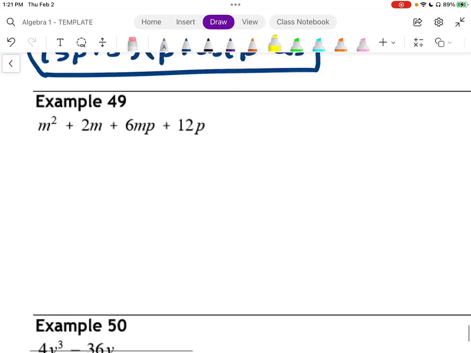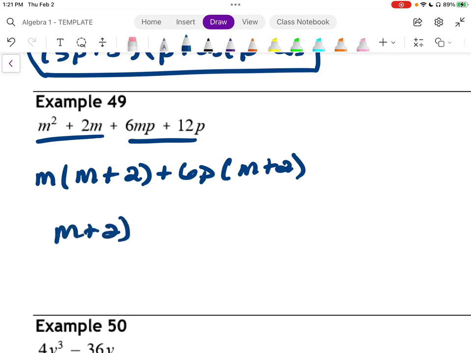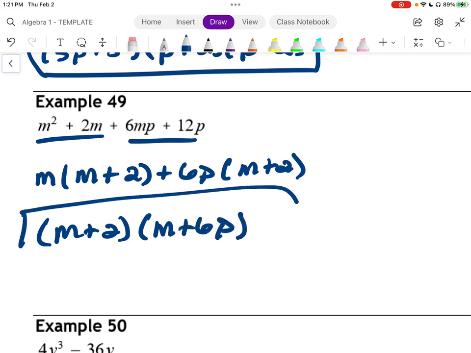All right, 49. Another factor by grouping. So we're going to look at the first 2, second 2. We can pull out an m, and we're left with m plus 2. And the second one, we can pull out a 6p, and we're left with m plus 2. Then we have m plus 2 out front. And then our leftovers, m plus 6p. And there we go.